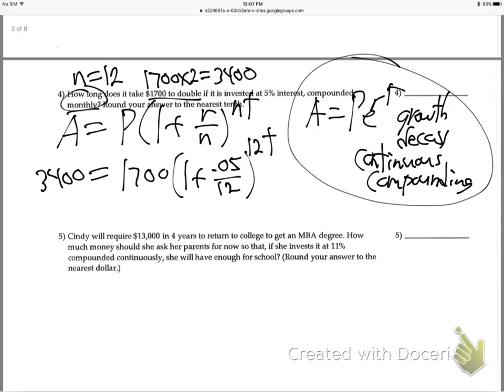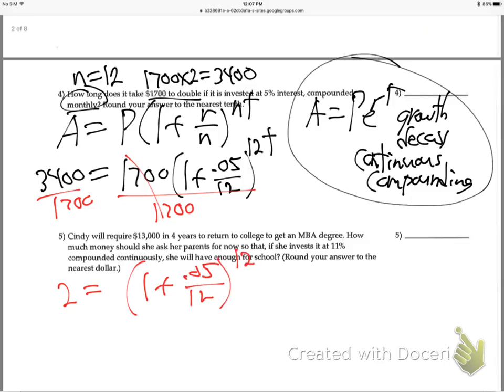Now, really, you could have just skipped the whole 1,700 and just made A become 2P, because that's what's going to happen on your first step here. You divide both sides by 1,700, and you're going to get 2 equals 1 plus 0.05 over 12 to the 12t. Does that make sense?